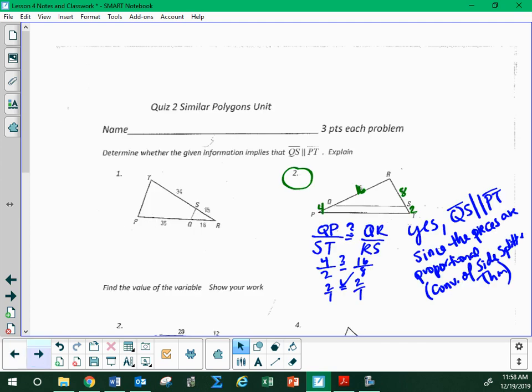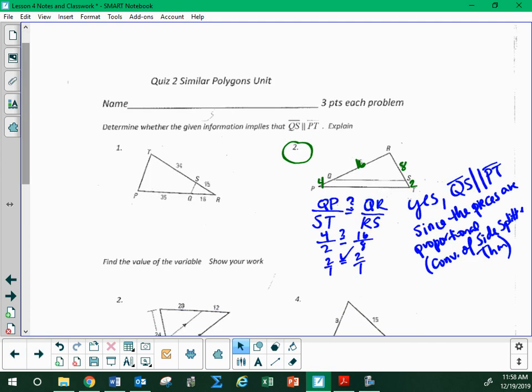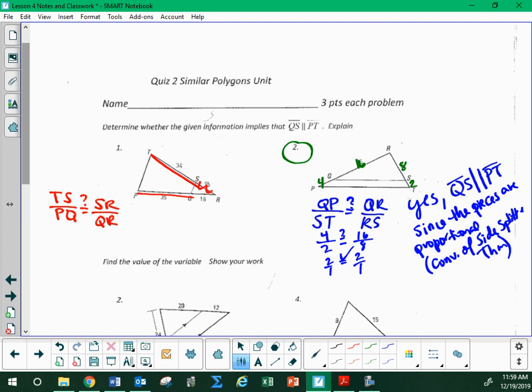Okay, let's go and take a look at number 1. So again, in order for them to be parallel, we need the pieces to be proportional. And again, you can go in whichever order, as long as you maintain that order. So I'm going to go 34 to 35, 15 to 16. So I'm checking TS to PQ. Is that the same ratio as SR to QR? Okay, so I'm doing TS to PQ, SR to QR.